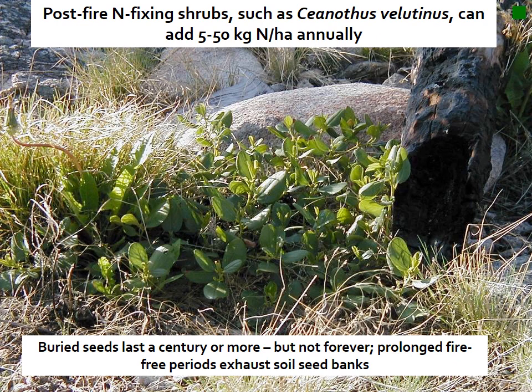One interesting thing, again, is successional dynamics, and in many places we do have nitrogen fixing shrubs. Ceanothus in western North America is a big one. Other leguminous plants come in, either from sprouting or from buried seed sources, seed banks. But again, prolonged fire free periods can exhaust soil seed banks. I think I've mentioned that before as well.